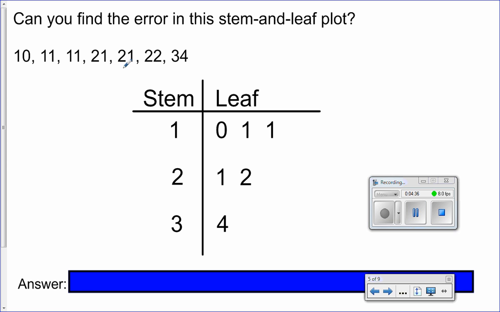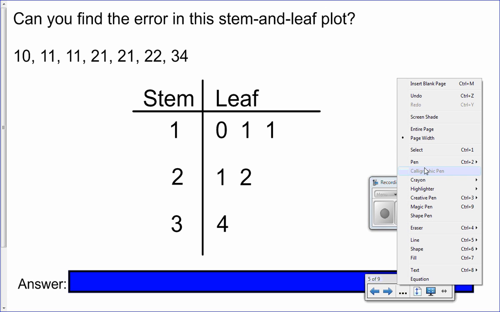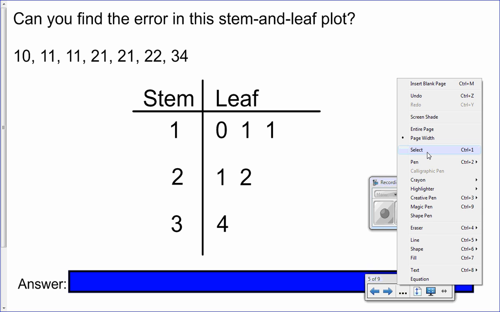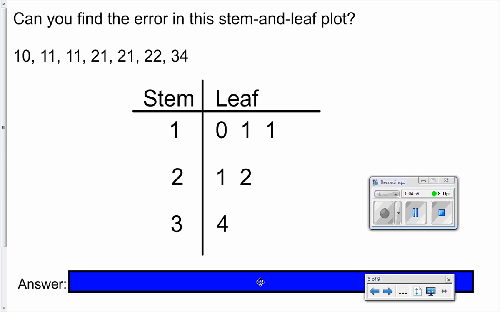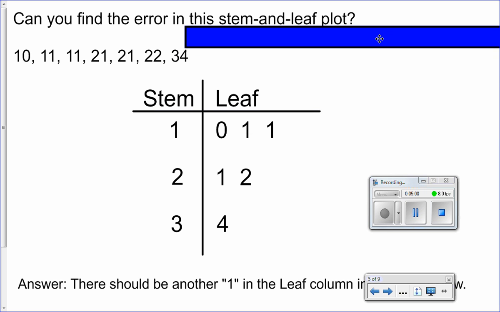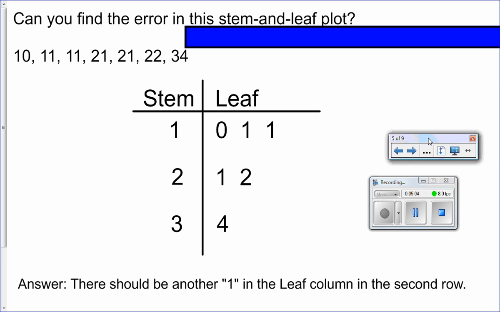We've got two 21s in the list, but there's only one written here. So like I said earlier, we can't allow that. We do need to record the 1 two times. So again, just to check, and yes, there should be another 1 in the leaf column in the second row.